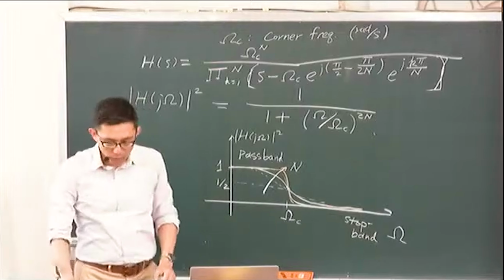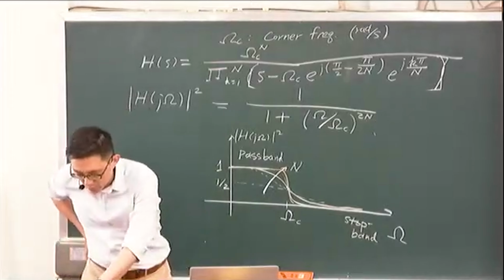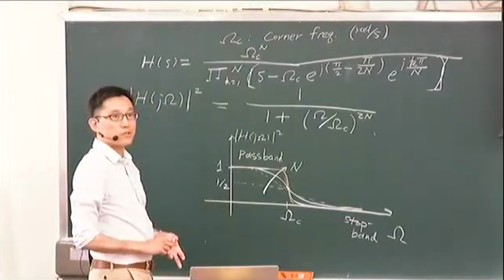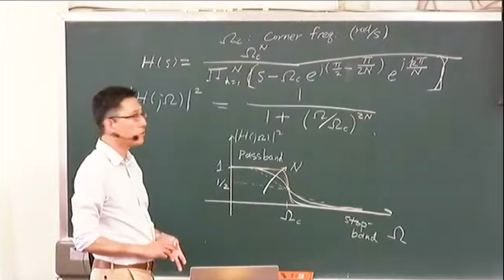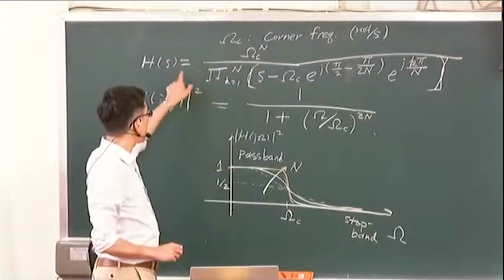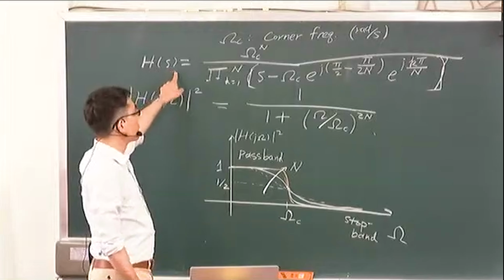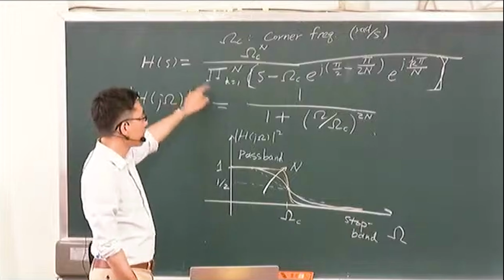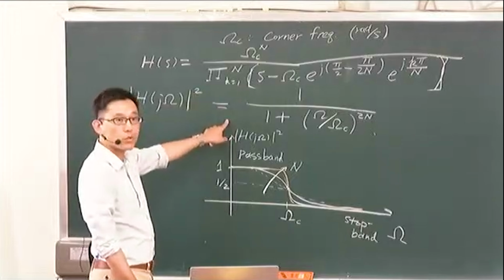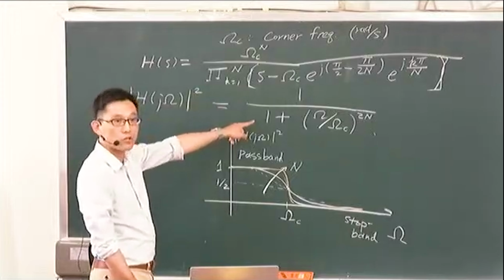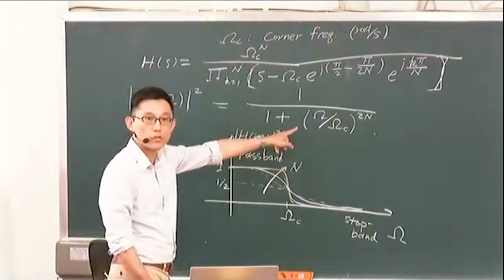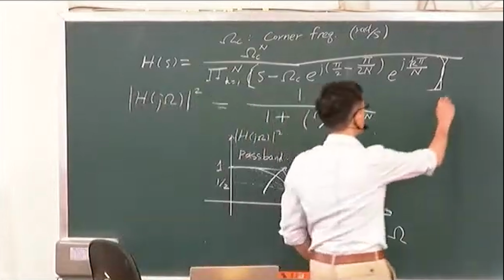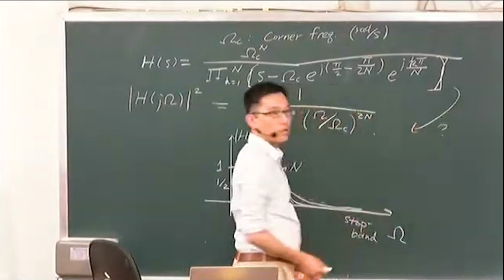The more difficult part, let me just try to use the entire board. The next job is a bit more complicated. Given this system function, or this transfer function, how do we prove that its magnitude response indeed decreases monotonically with a simple expression? That's the tough part. So let's work on that. How come?